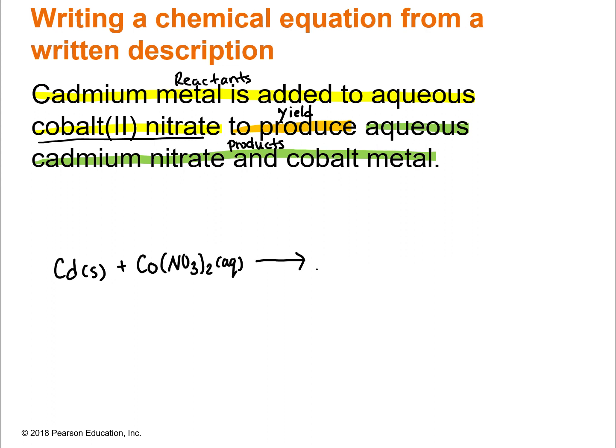To produce, we put our yield sign. There's no heat, no catalyst, so we're good to go there. Aqueous cadmium nitrate. Cadmium is a transition metal, but it's an exception, so it only makes a 2+ ion, and that's it.